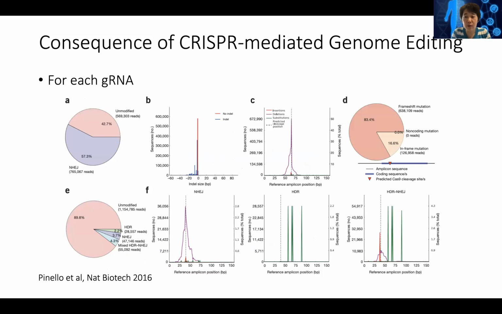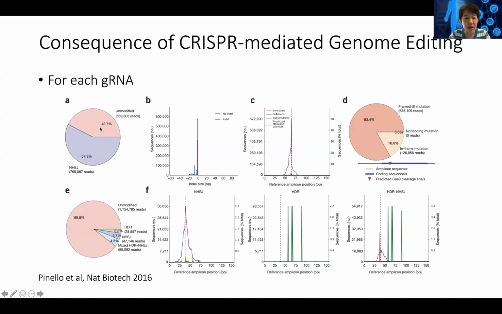Sometimes scientists want to know, if I introduce a particular cut, how does the repair work, right? And so it depends on whether the repair is non-homologous end joining, meaning that we just make the cut, no template, and you just see how the cell repairs. The other one is homologous recombination, which uses the template you provide to repair the cut.